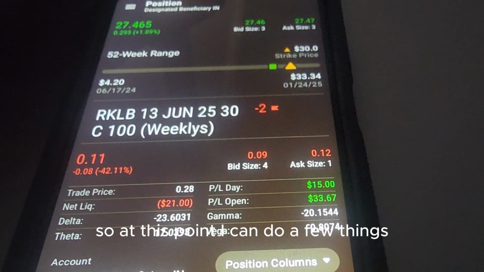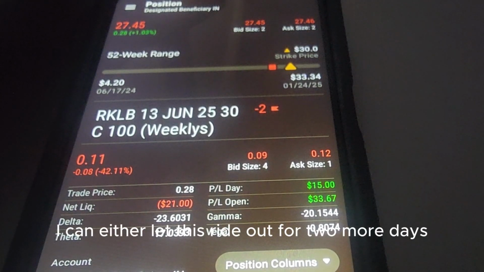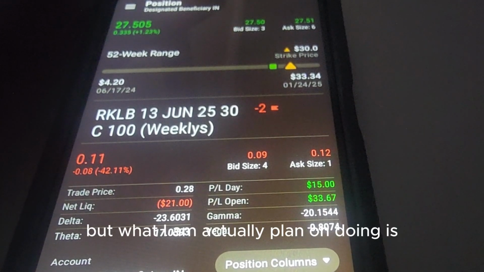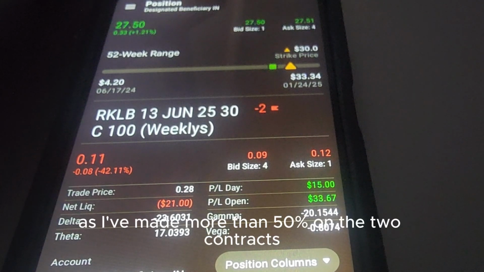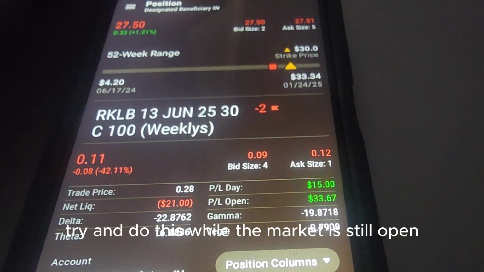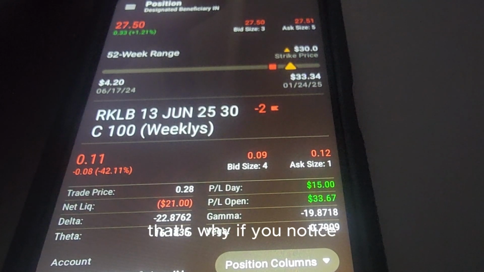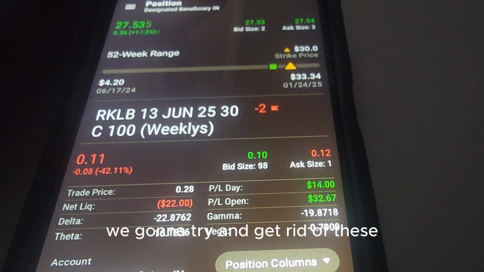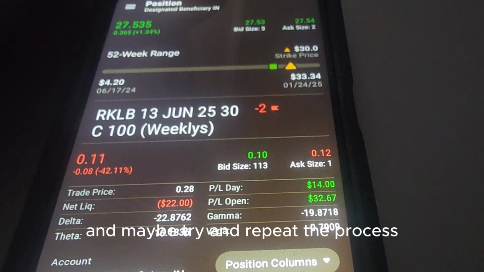So at this point, I can do a few things. I can either let this ride out for 2 more days, but what I am actually planning on doing is I'm going to buy these contracts back as I've made more than 50% on the 2 contracts. And we're going to try and do this while the market is still open. That's why if you notice, you see the fluctuation in numbers. That's because the market is still open. Anyway, we're going to try and get rid of these and maybe try and repeat the process.